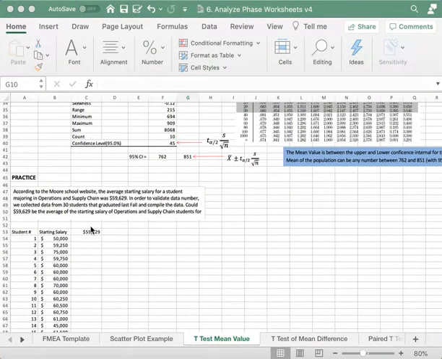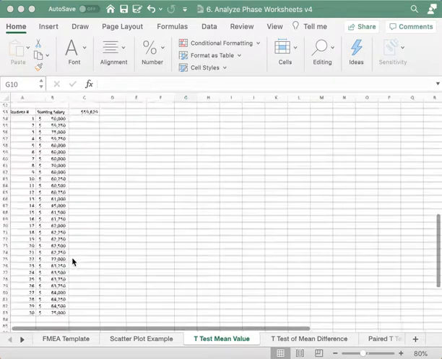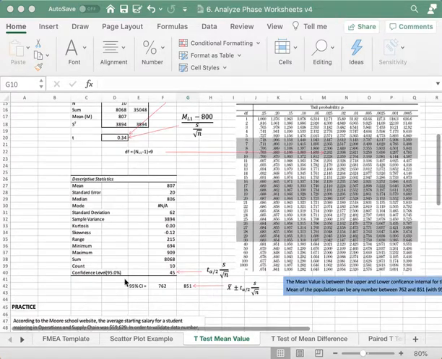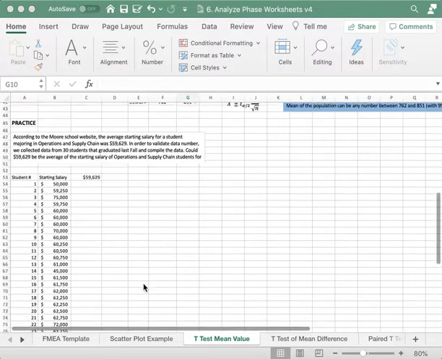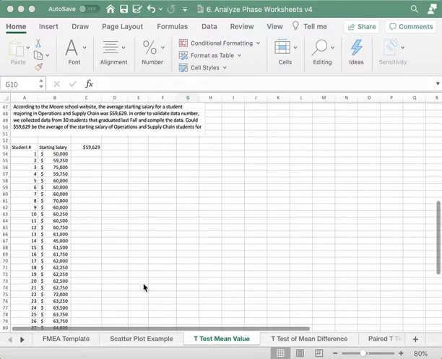So read it. We have a known value here. We have the data here. You can use descriptive statistics, which we learned in the Measure phase. We can do this math as well, and let's see how it goes. And that's it for this video.